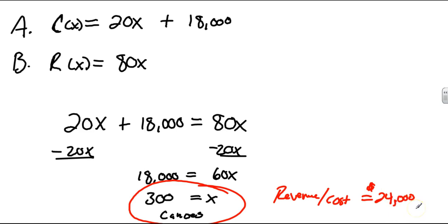So they might ask for that. For me, I'm looking for the amount of canoes you got to have. They may ask for both, just in case they do. Either the revenue or the cost, since it's equal, both of them should be 24,000.